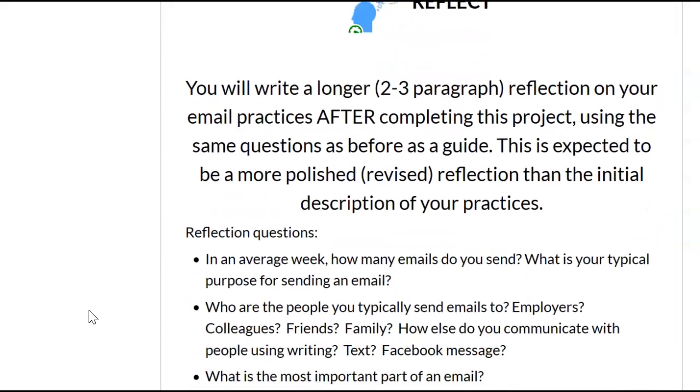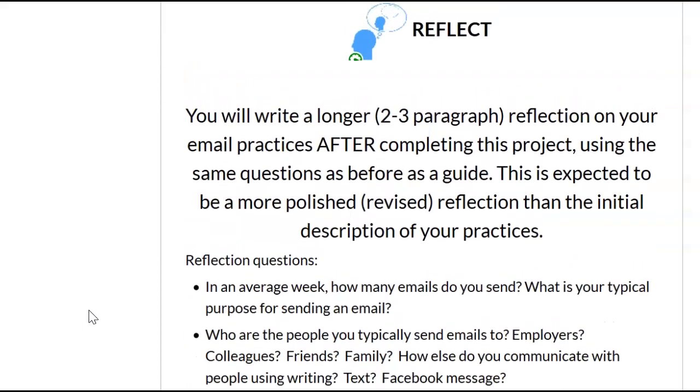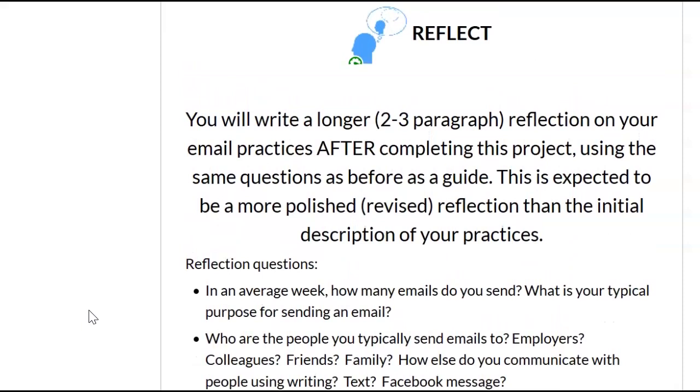You're also going to be reflecting once again after you write those 3 emails. So for this project, you're going to be reading a few articles about emailing. You're going to engage in some discussion board posts about how you email and why. And hopefully, some of your ideas about emailing will either have changed or they will be much more supported with reasoning than they might have been.